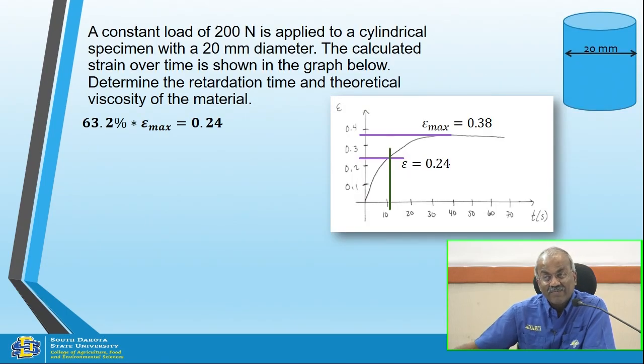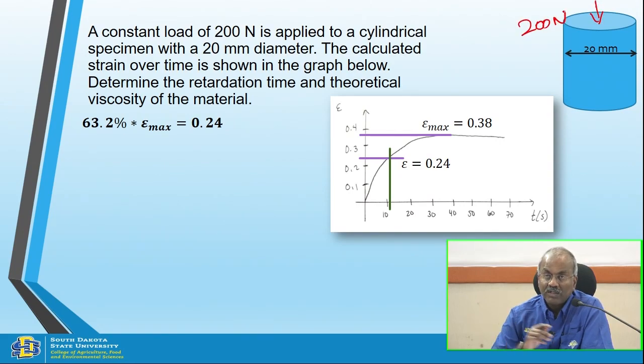Okay, let's do an example problem. At least it gives you some idea. So let's assume you have a cylindrical sample which is 20 millimeter diameter. You are applying a 200 Newton constant load.